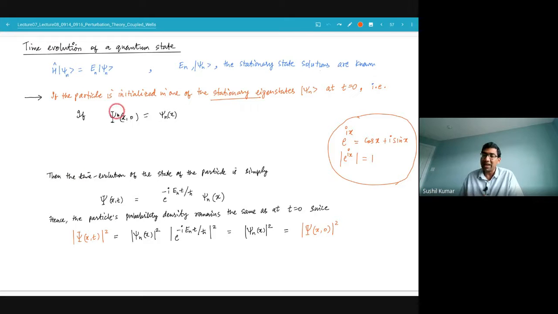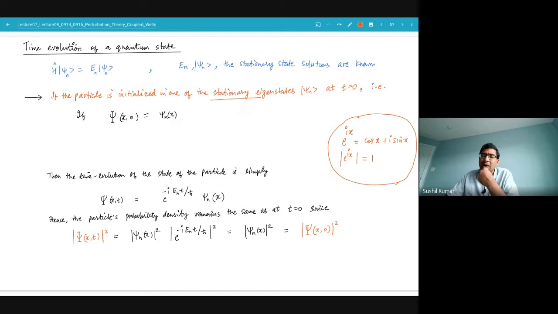What if you initialize at time 0 not in a stationary state, but in a sum of two stationary states, psi 1 of x plus psi 2 of x, or psi 1 of x plus half times psi 2 of x? And that's the real practical thing that happens all the time. You almost never are able to initialize a particle in a stationary state. And mathematically, have you seen any of this?